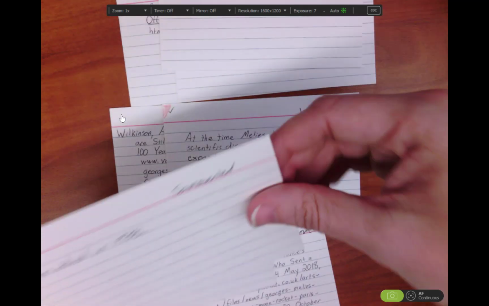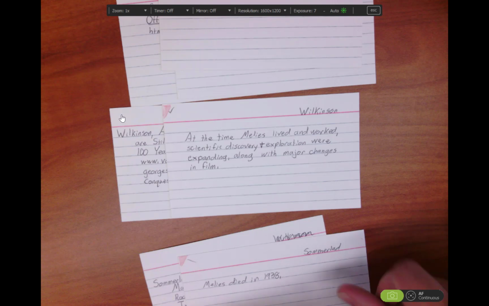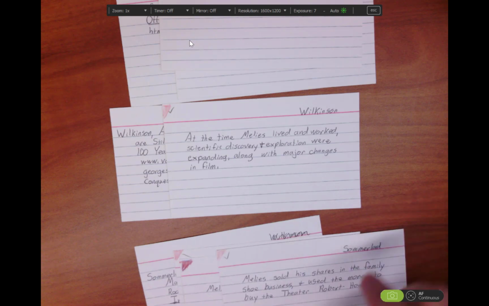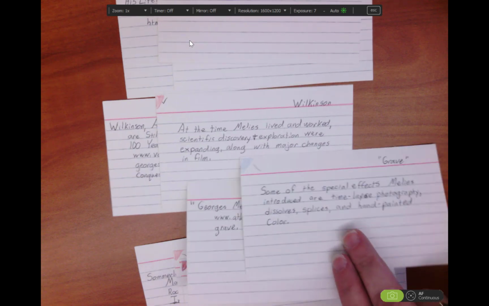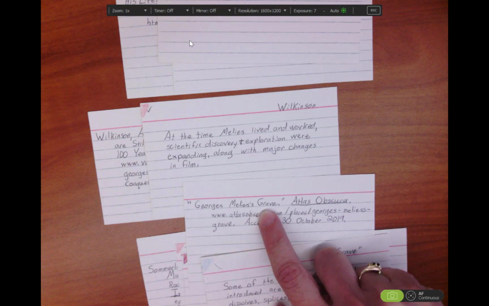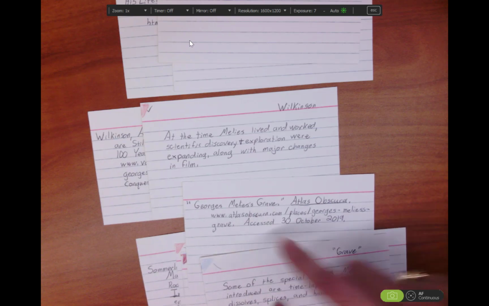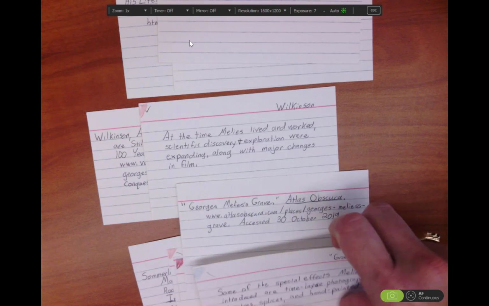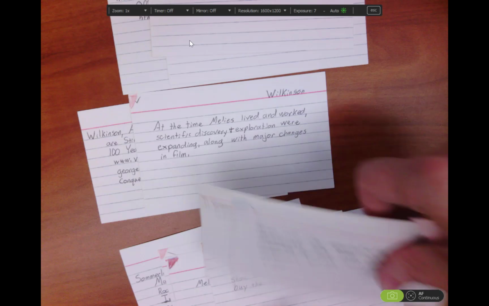And here's another life. This one is Summerland. This is Summerland. Here's another Summerland. This one down here is grave, so I'm going to put it into my grave. And again, this one, George Méliès' grave. I'm using grave as my word on the note card, so it's easy to tell which one it is. Okay, so you're going to sort all of those to make sure they match. That's your first step.